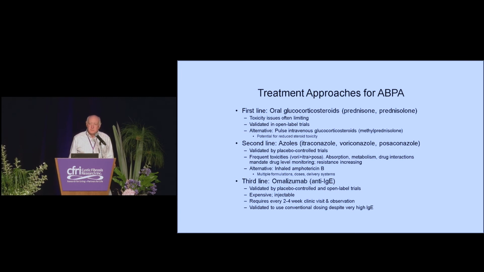We know that the liver is involved in CF. Absorption is difficult for at least itraconazole, so there's a great variability in the amount of drug that actually winds up being in the body. And unless you're measuring that, that's a problem. And I'll also show you some resistance figures in a moment.